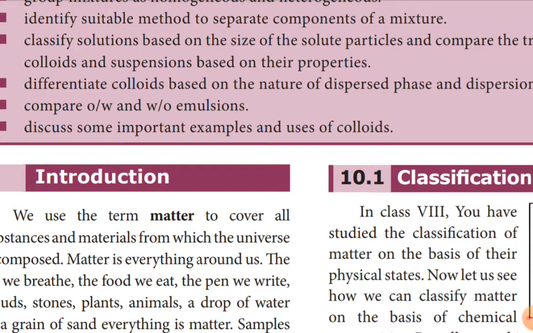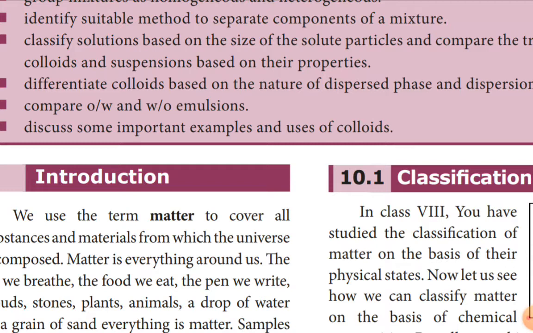Then in 9th standard you are studying the classification of matter based on chemical composition. How will you classify matter on the basis of chemical composition? There are two types: pure substances and mixtures. Pure substances contain only one substance, one element. Mixtures contain more than one kind of element or particle.